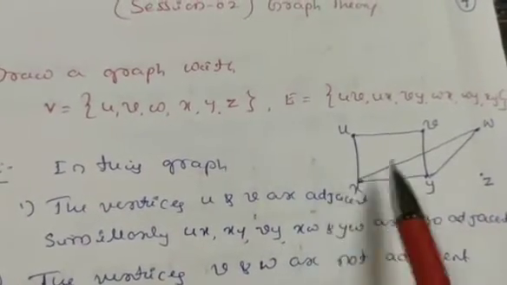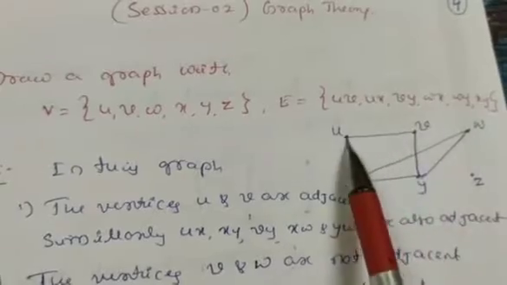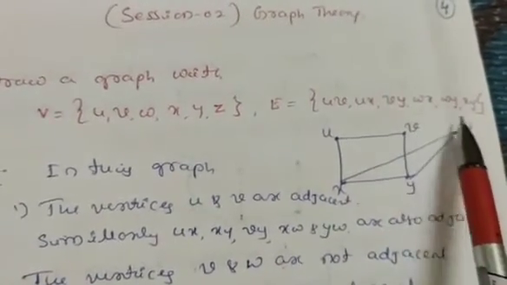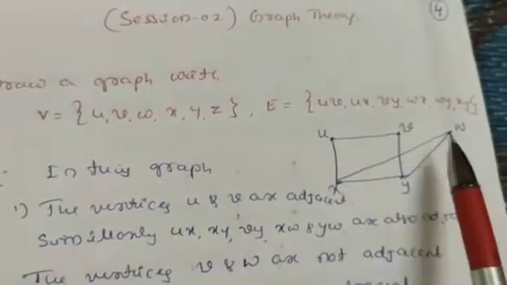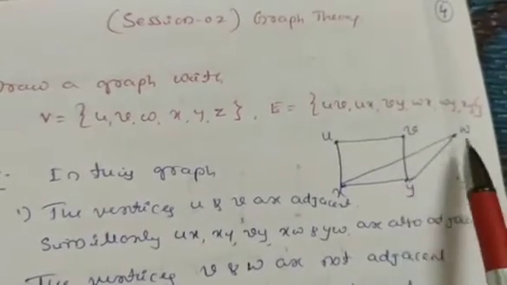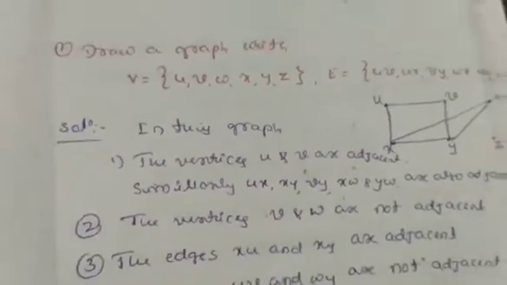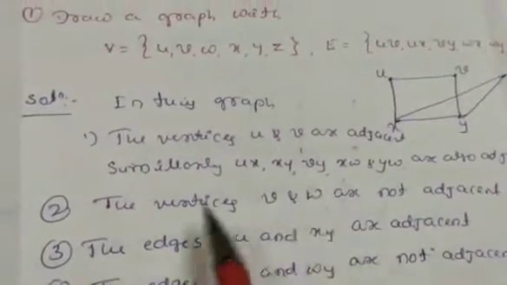u is connected to v, u is connected to x, and v is connected to y like this. w is connected to x, so w and x, w and y are connected, and x and y are connected like this. So like this we can draw this graph. In this graph we are going to study different things.